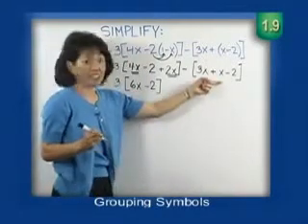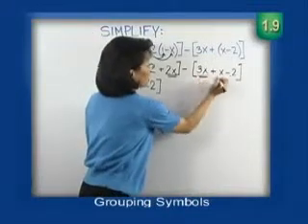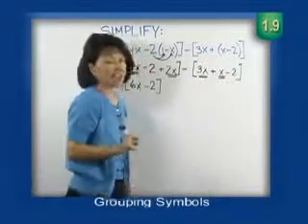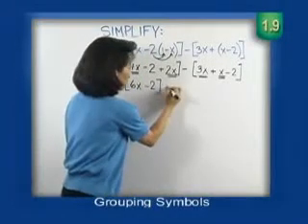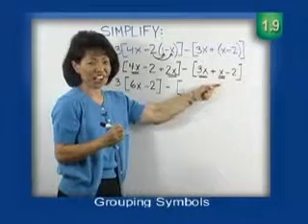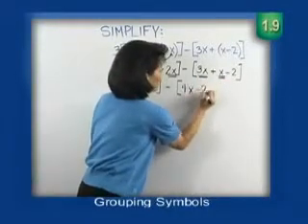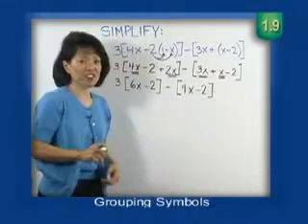Let's look at our second set of brackets. Do we have any like terms? Right up front, I see a 3x and an x. So I'm going to combine those two terms, 3x plus x, 4x, and then I have a minus 2 right behind it. So far, so good?